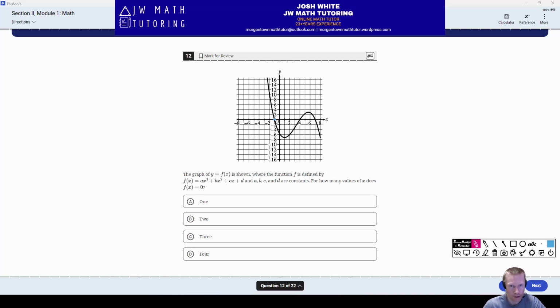Well, there's one right here, looks like -1. There's one here at 4, and there is one here at 7. So there are 3 x-intercepts, i.e. there are 3 values of x for which f of x equals 0. Correct answer is letter C.